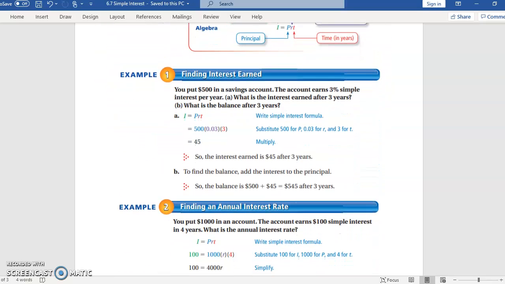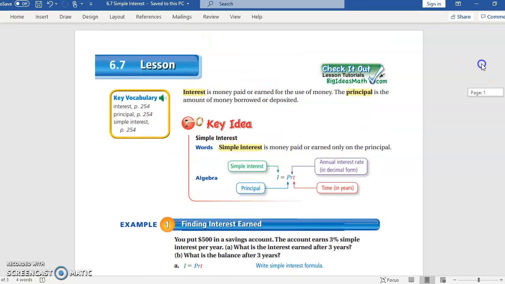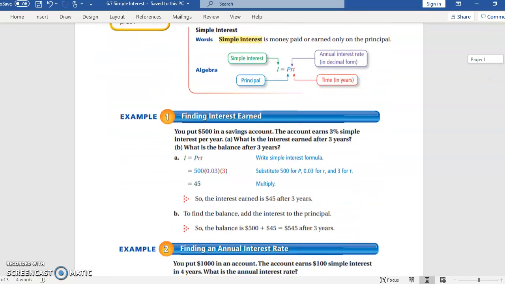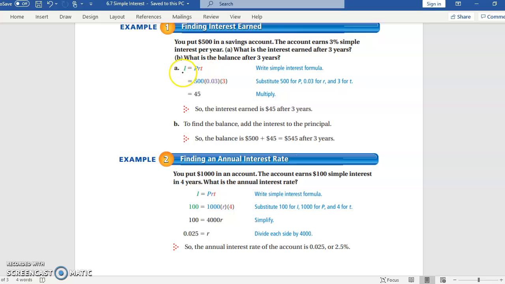Finding interest earned. So you put $500 in a savings account. The account earns 3% simple interest per year. What is the interest earned after 3 years? What is the balance after 3 years? So you always are going to start with your equation. So I equals PRT.